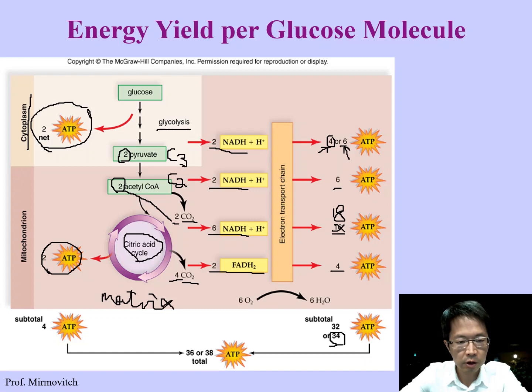And then for the total, you add the 2 ATP from glycolysis and 2 ATP from the Krebs cycle. You have a subtotal of 4 ATP, and then you add the 32 or 34 ATP from the electron transport chain. Then total cellular respiration will give you 36 or 38 ATP.